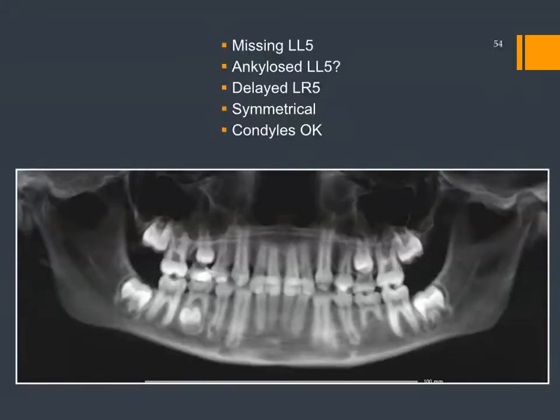When we look at the pano, there are some things missing. She's missing the lower left premolar, and then the lower right second premolar is a little bit delayed in its development. So we're going to keep an eye on that. She looks basically symmetrical. What we can see of the condyles look fine.